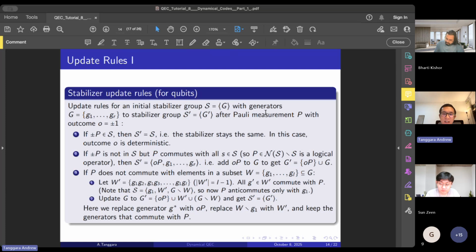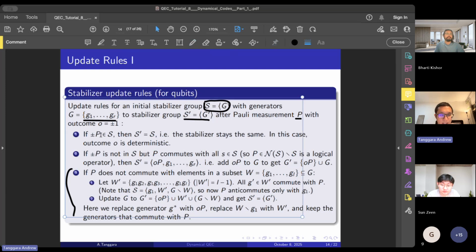So this is some more general statement. I know this looks very long and scary, but basically we've done all of these in the previous slides. So if I start with this stabilizer group S with generators G, I have these R generators, and I measure this Pauli measurement P with outcome O, either plus or minus 1. So how do I construct this new stabilizer group S prime?